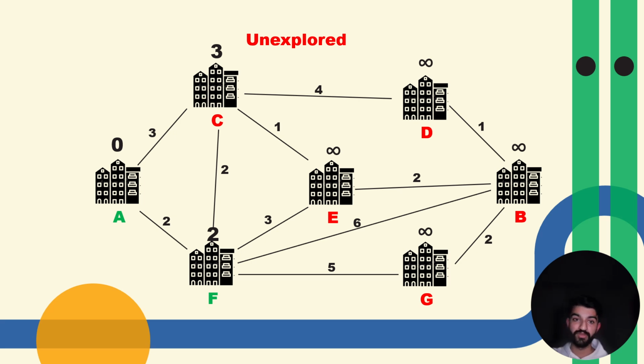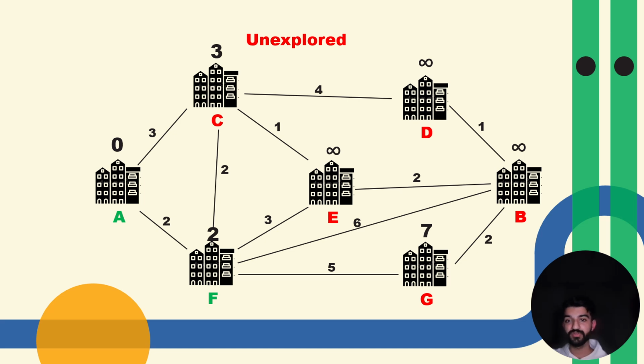And now, the two-part process of Dijkstra algorithm repeats. We first update our estimates by looking at the towns connected to town F. It takes 5 minutes to get from town F to town G. So if we can get to town F in 2 minutes, then we can get to town G in 7 minutes.